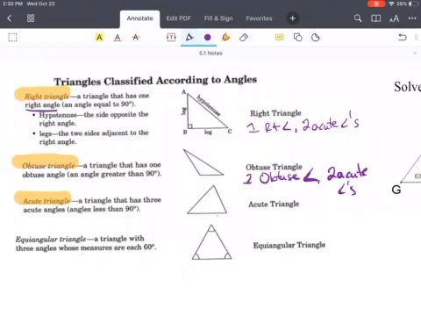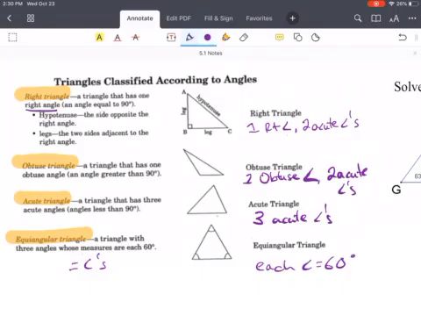A third way to classify a triangle is calling it an acute triangle, and an acute triangle is when you have all three acute angles. And then a very specific type of acute triangle is an equiangular triangle, and that is where you have all equal angles, which means that each angle equals 60 degrees.